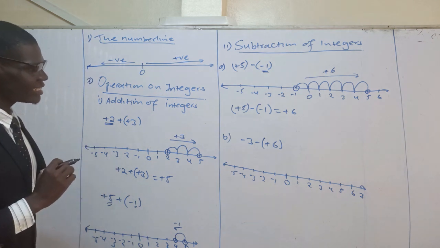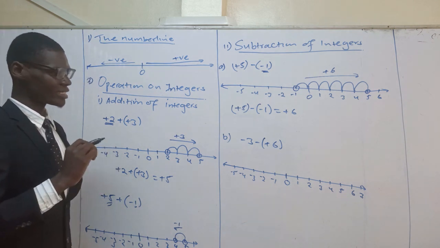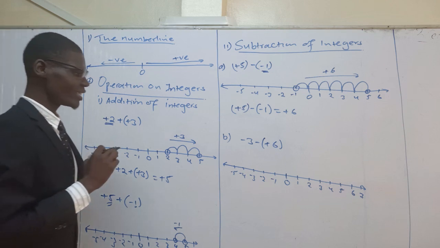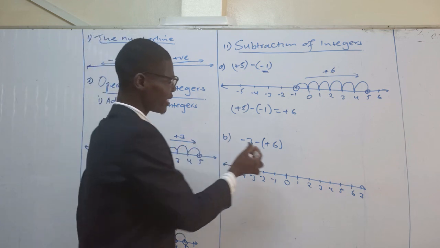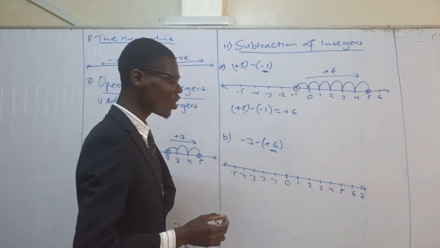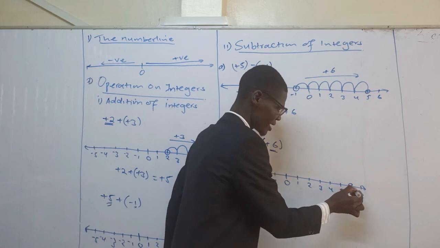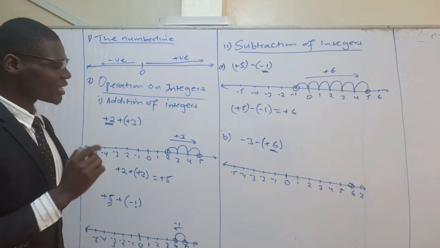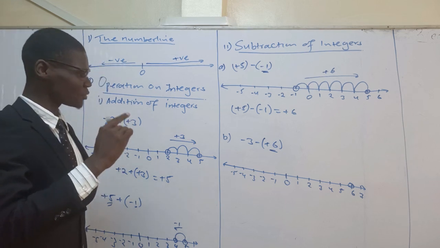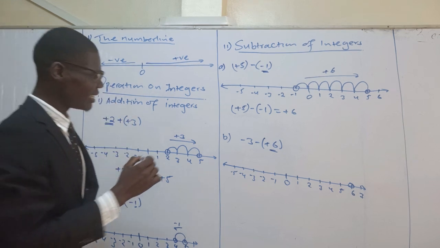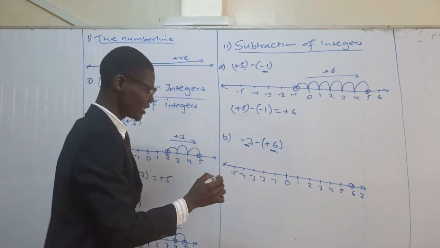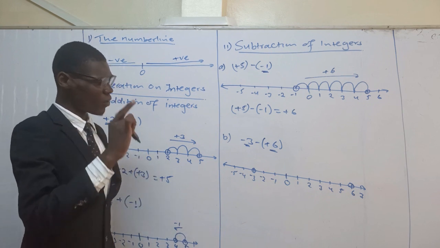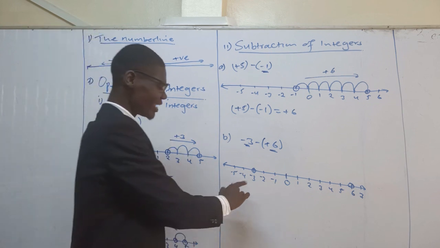Now, as I said, we go to the number being subtracted. The number being subtracted here is positive 6. I go where the positive 6 is. Here it is. Now, I go to the number from which we are subtracting. That number is negative 3. This is negative 3. Now, I start moving from positive 6 to negative 3.